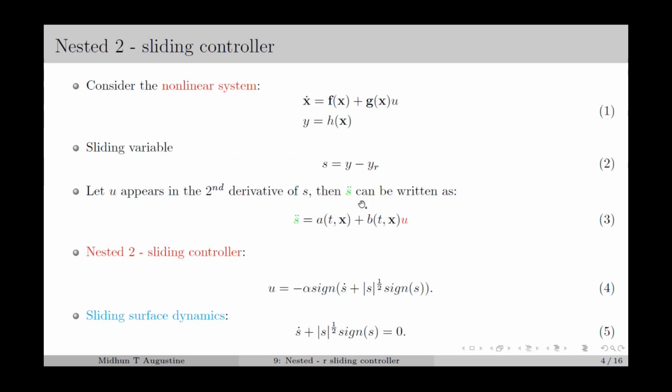And for that, we can use the nested 2 sliding controller, for which the general form is given as in equation number 4, where alpha is the switching gain. Here we have two signum functions, and this part we can call as the switching function, and by equating this to 0 we can obtain the sliding surface dynamics as in equation number 5. Here we can also introduce a constant named beta, and in this case we are considering beta is equal to 1.